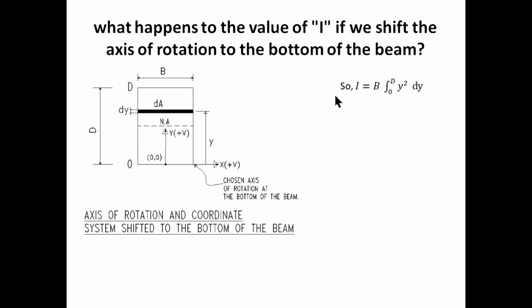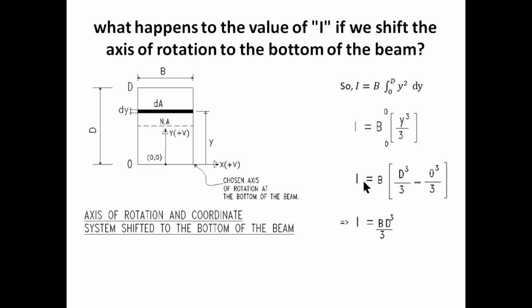So going back to the formula, I is equal to b times the integration of y squared dy with limits of 0 to D. Again, the antiderivative of y squared is y cubed over 3. Then we'll get b y cubed over 3 with the limits 0 to d. And then after substitution from the limit 0 to d, we will get b times d cubed over 3 minus 0 over 3, and b is outside the bracket. So that will end up being I is equal to bd cubed over 3.